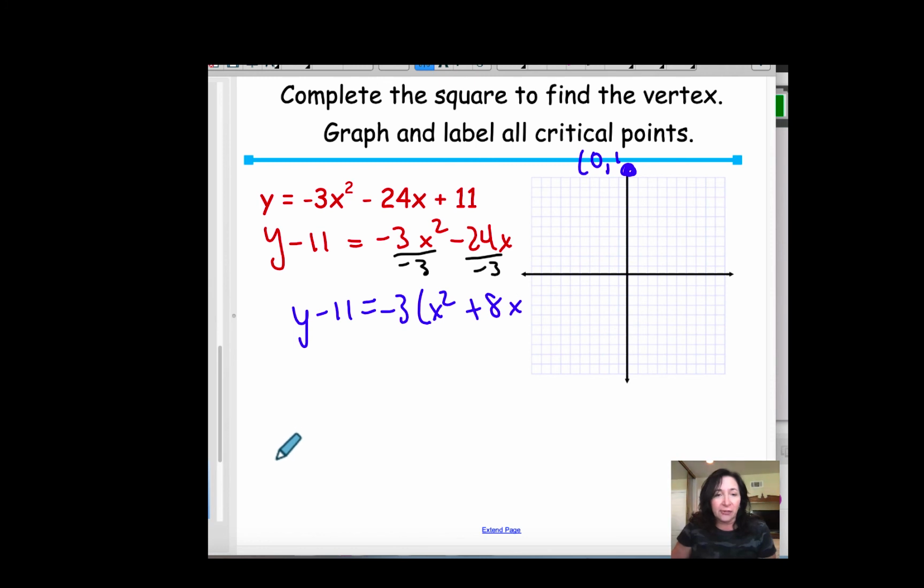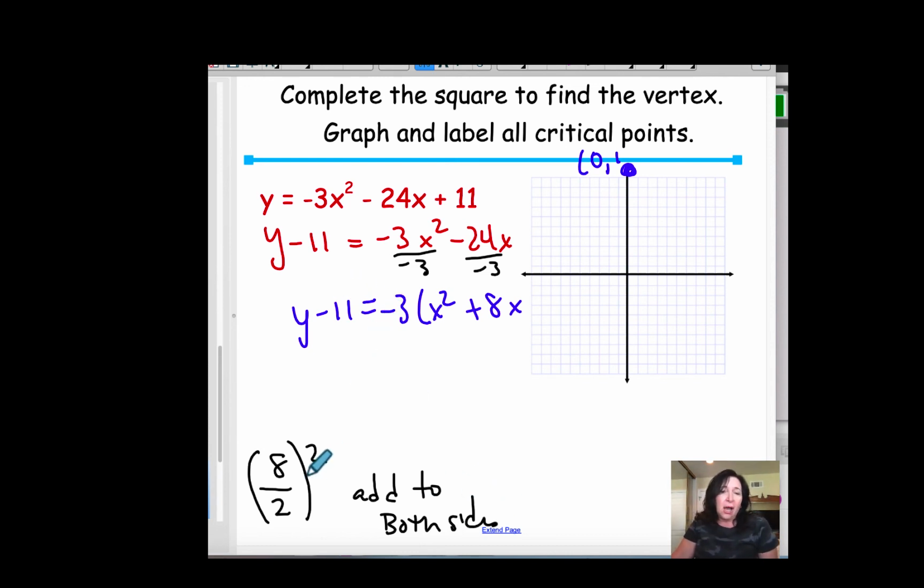Half of 8, so let's complete the square. Half of 8, and then take that value and square it, and then add to both sides. That's what I'm doing. Add that value to both sides, because it is an equation. So 8 divided by 2 is 4. 4 squared is 16. So here I'm going to add 16 on the right. Here I'm going to add 16 on the left.